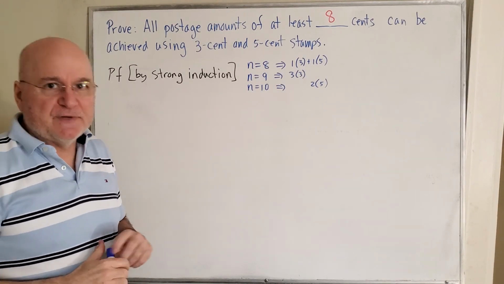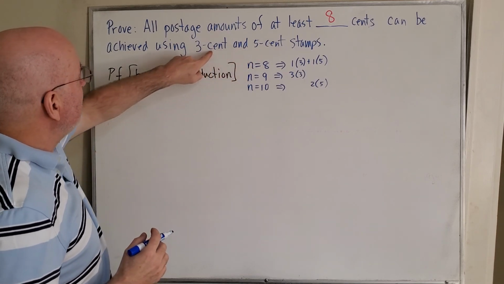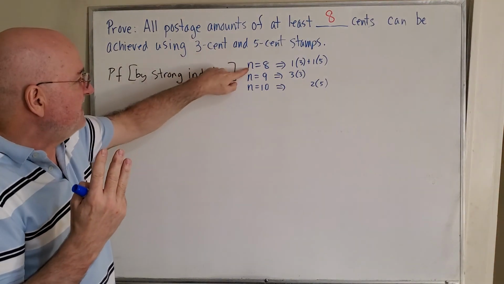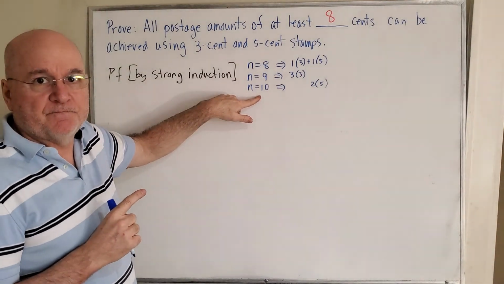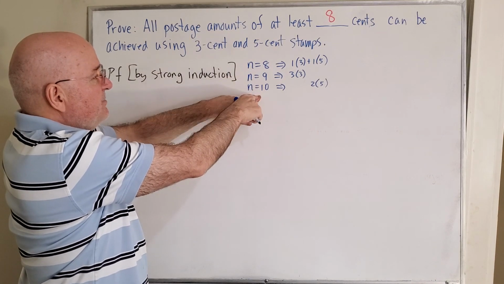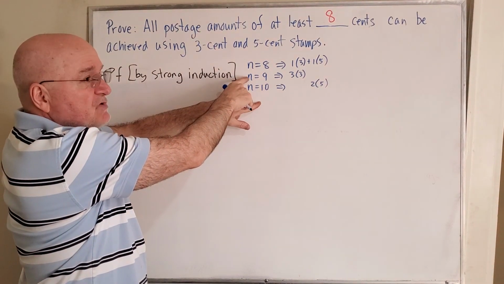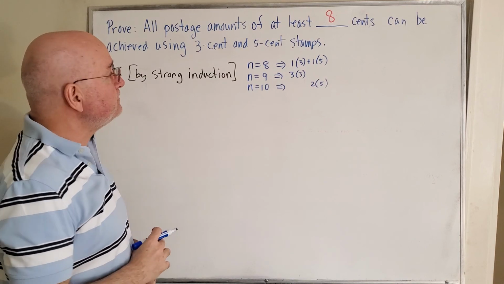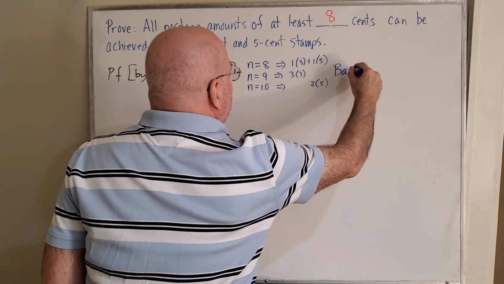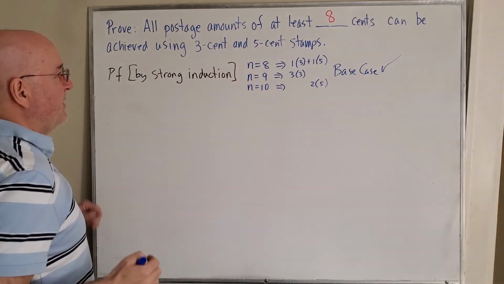And why do I need to prove 3 base cases out of, why not 8 or 6 or 2? Well, I went to the smaller of the 2 stamp sizes. Once I get 3 in a row, 8, 9, and 10, I know I can get 11 because I know 8 has been done, and I can just add a 3-cent stamp to it. 12, I know 9 has been done, can be formed, just add a 3-cent stamp to that. So that's our base case. So a little bit more than just 1. We're going to do 3 of them in a row.